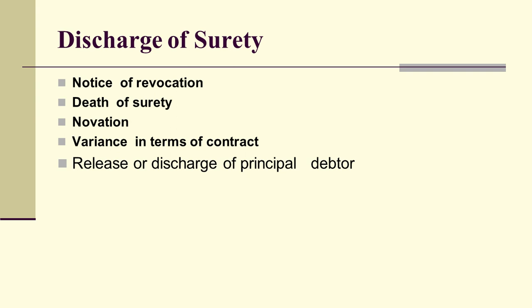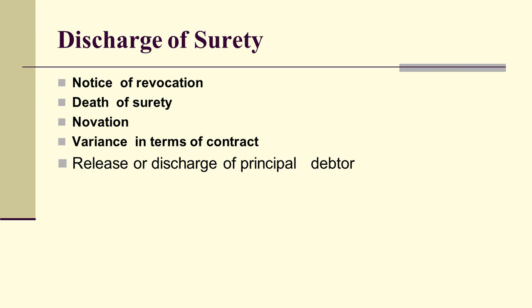Novation. Recall from the previous lecture, we also studied novation in the general contract. Novation means making a new contract. If the principal debtor and creditor agree to make a new contract and close the existing contract, then the surety becomes discharged from the contract. The surety is only liable for the existing contract, not for future contracts. So when the contract is novated, a new contract is formed, and the surety becomes discharged.